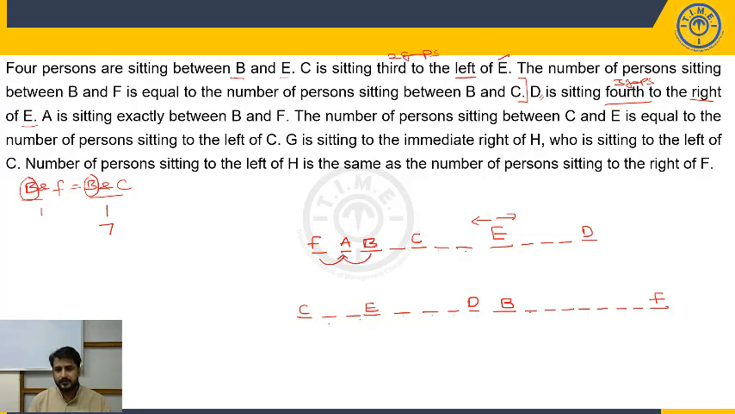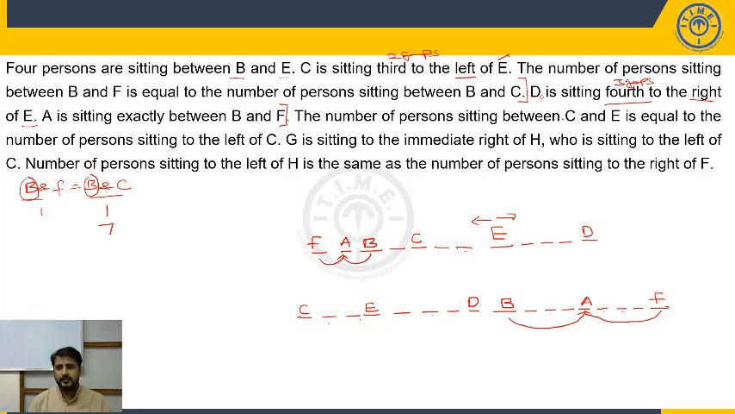Now in this case, A is exactly between B and F. So we have a total of 1, 2, 3, 4, 5, 6, 7 positions, so fourth position is A. So A is exactly between B and F. So we have completed up to here and still both the possibilities are valid.